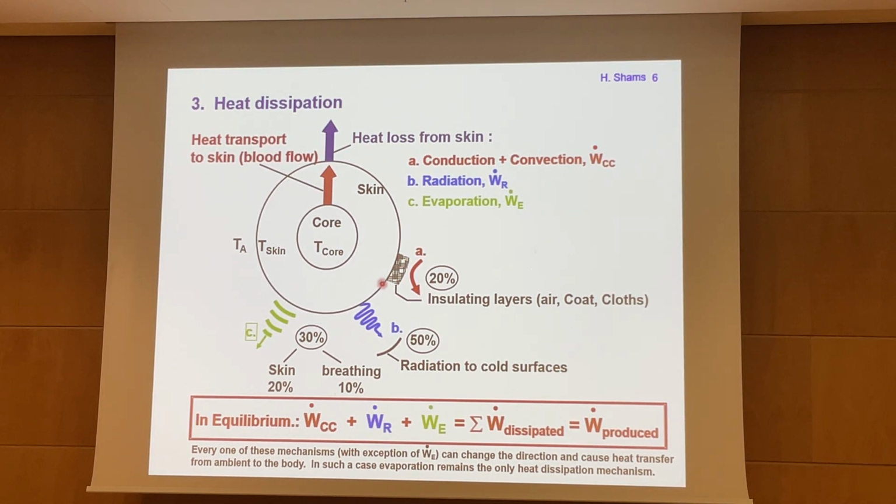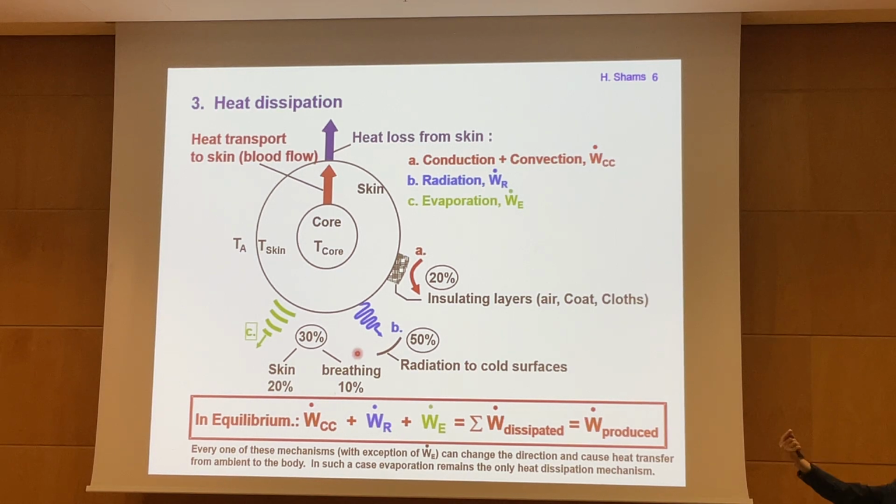These two mechanisms, conduction, convection, and radiation, depend directly on the temperature difference between our skin and outside. If the outside temperature is higher than my skin temperature, then we gain heat by these two mechanisms. We cannot dissipate heat, we gain heat. It goes from outside into our body. The only mechanism by which we can dissipate heat against a higher environmental temperature is water evaporation.